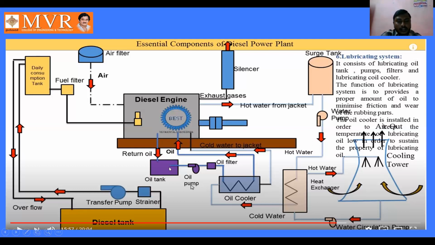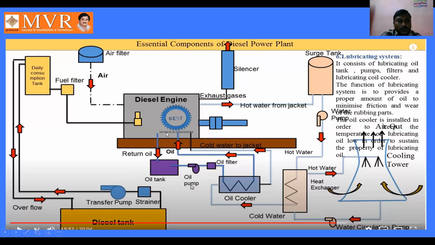From the oil tank, by using the oil pump and oil filtration, it enters the oil cooler, where the oil is cooled, and it is again circulated into the engine cylinder. This is how the lubrication system works in this diesel engine. First we send the oil in cold, and after doing some work in the engine cylinder, the oil returns back.